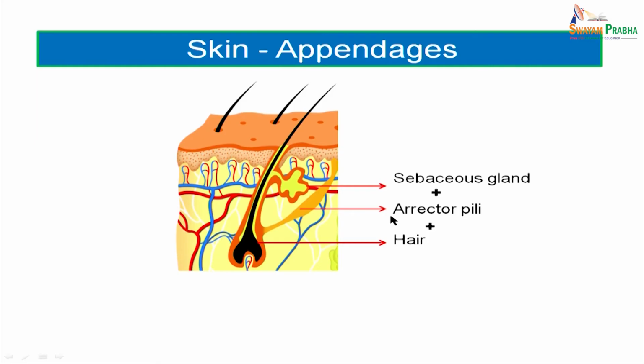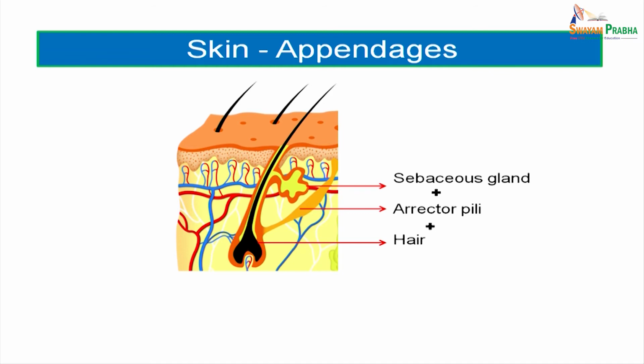Next, we have the erector pili muscle. So, this erector pili muscle is always in relation to the pili, that is the hair, and like the name suggests, it is erector. So, it makes the hair follicle stand erect. So, it is attached to the base of the hair follicle and the other end is attached to the lower part of the dermis. So, when it contracts, it makes the hair shaft stand erect. So, it plays a very important role in thermoregulation and heat control.